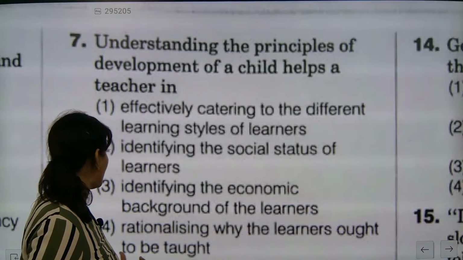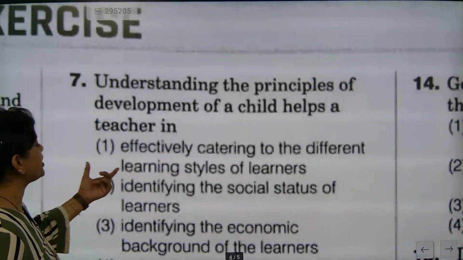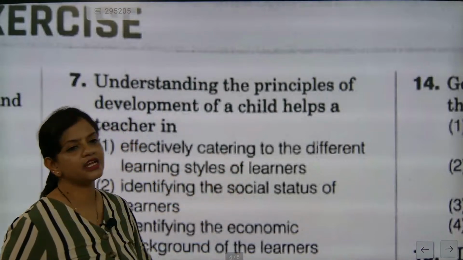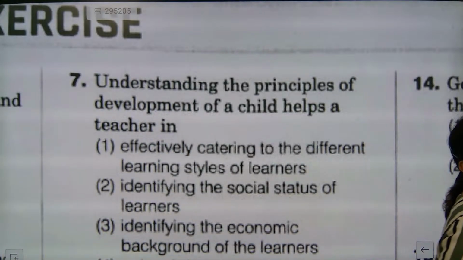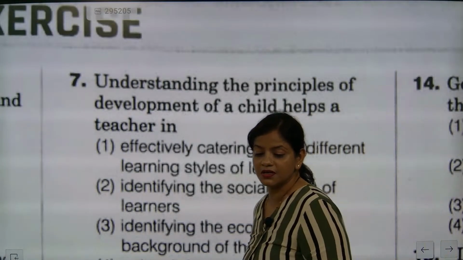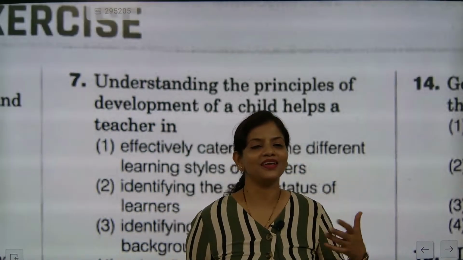Rationalizing why the learner ought to be taught, that is one part. So the best way is effectively catering to the different learning styles of a learner. We need to know about the learner and the learning style, because our duty is not personal. Our duty is not that one.